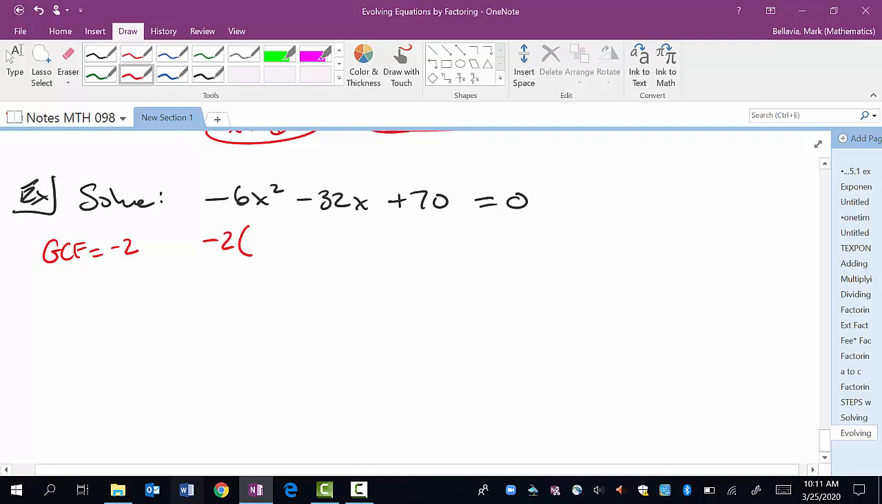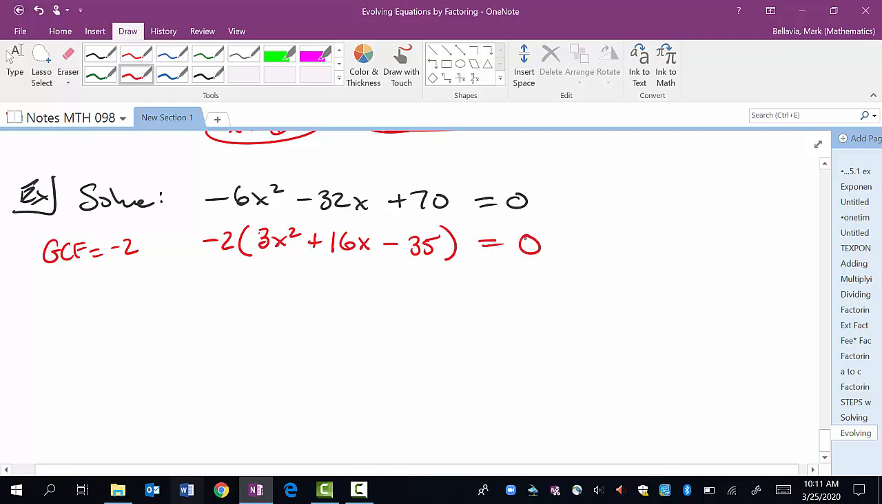So negative 6x squared factor out negative 2 makes this positive 3x squared. Negative 32x, taking out a negative 2 makes this a positive 16x. And a positive 70 factor out negative 2 makes this a negative 35. That's all in parentheses, equal to 0.